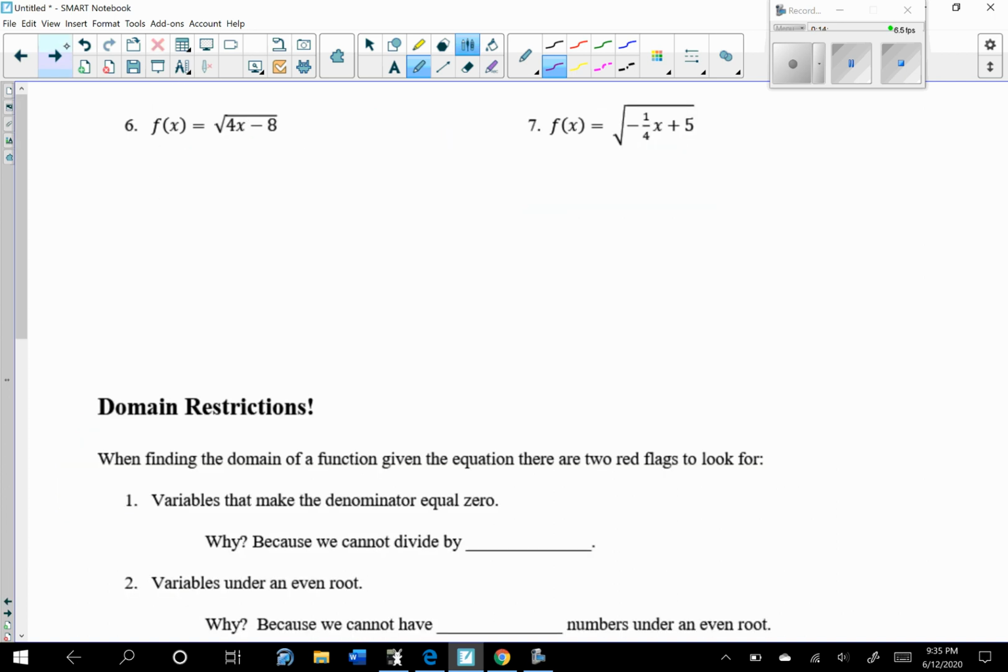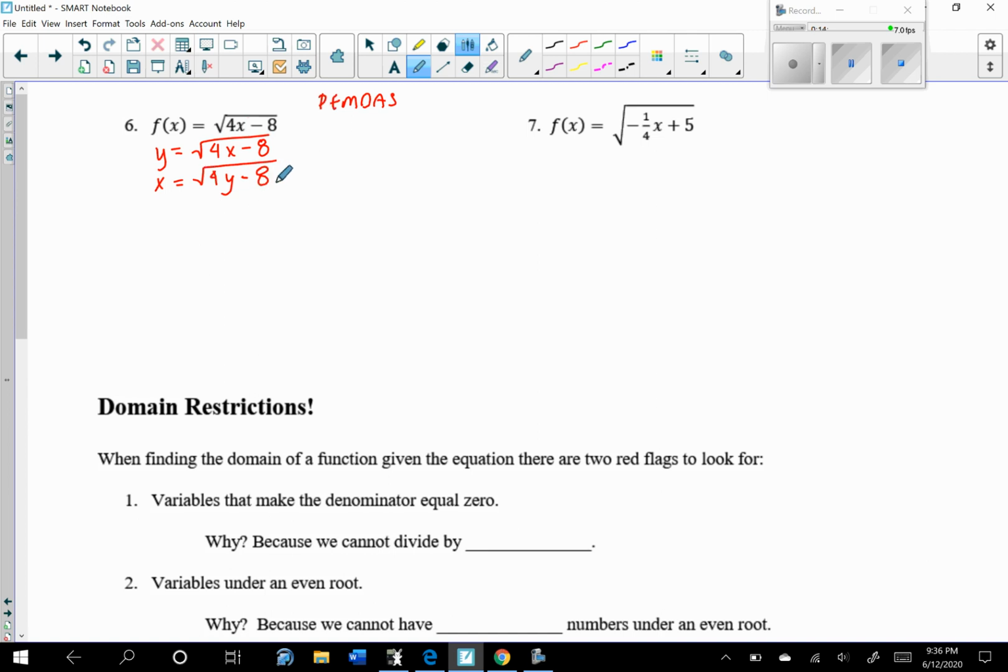So now we're going to work with, instead of linear and quadratic, we're looking at square root functions. So the same rules apply. We're going to first switch our x and our y after we set it equal to y. And so we get y equals the square root of 4x minus 8. Now we can go ahead and switch our x and our y's. And again, you're doing PEMDAS backwards. So we're solving for y.